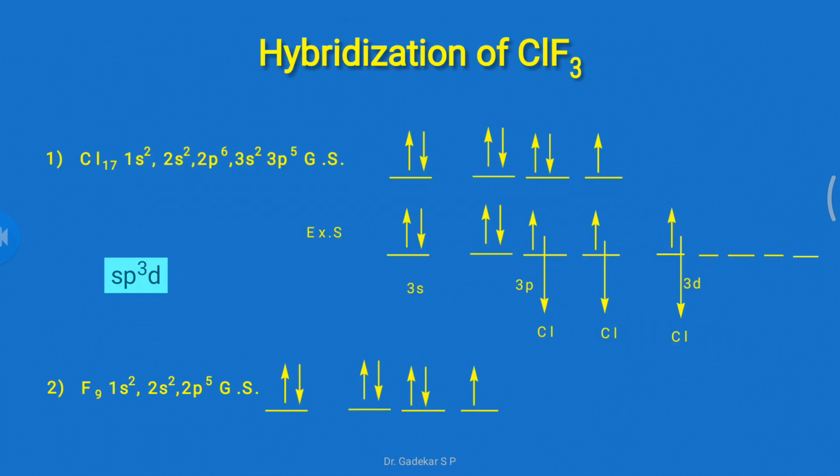So this is the hybridization concept of the ClF3 molecule. The ground state electronic configuration of the chlorine atom is like this, with one unpaired electron. In the excited state of the chlorine atom, one p electron is promoted to the d orbital and forms three unpaired electrons. These three unpaired electrons pair with fluorine atoms. Sorry, here I represented chlorine, but this actually represents a fluorine atom. So one chlorine and three fluorine form sp3d hybridization, and its geometry is trigonal bipyramidal.